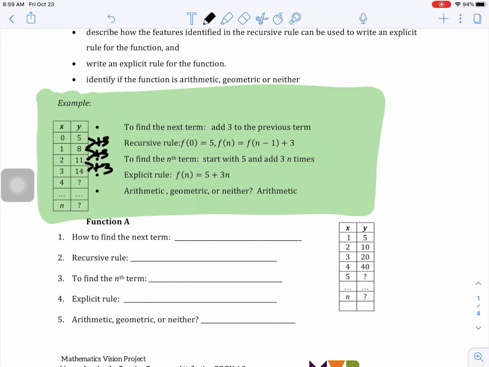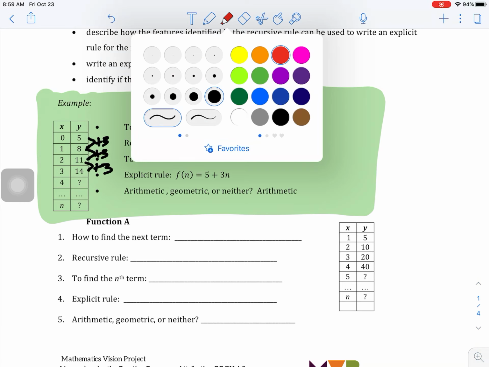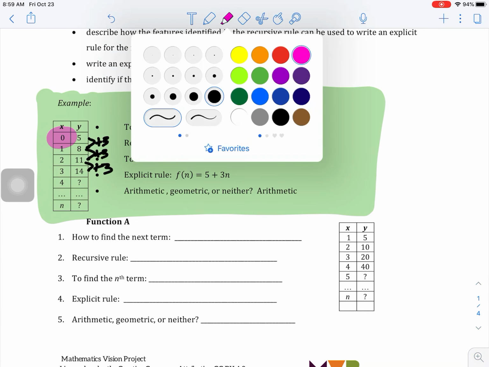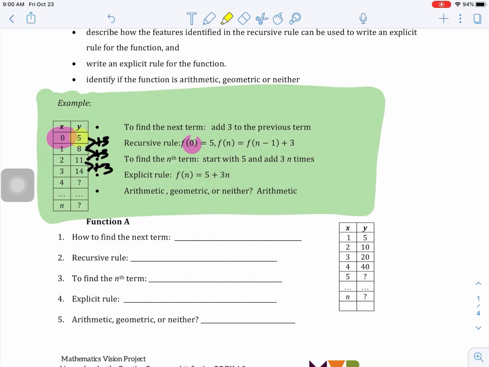And then I'm going to use that to write my recursive. They tell us that the starting input is 0, which they have here, and that the starting output is 5, which they have here. And then they tell us f of n equals f of n minus 1 plus 3, which is the action. So that was our recursive for that table.